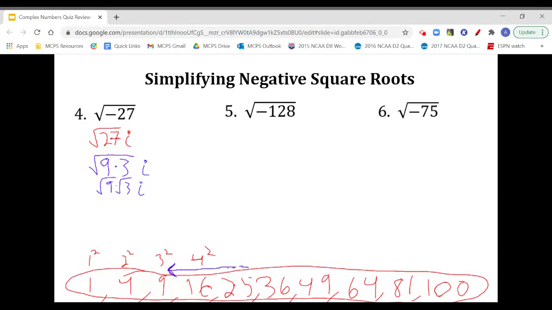The square root of 9 is 3. The square root of 3 cannot be simplified any further. That would just come out to a decimal, so I'm actually going to leave that as just root 3. And that gives us our final answer of 3 root 3 i.